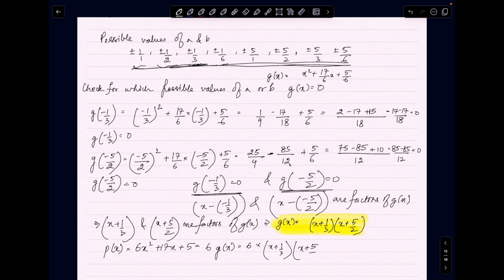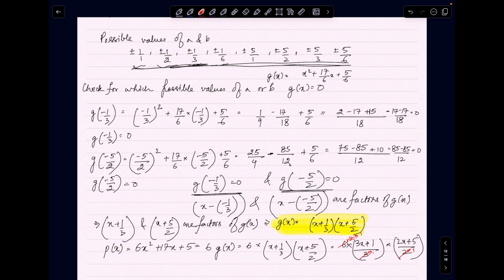If you solve this, this is coming as 6 into 3x plus 1 by 3, into 2x plus 5 by 2. At the bottom, see, at the bottom 3, this becomes 2, then again 2 is cancelled, this becomes 1.